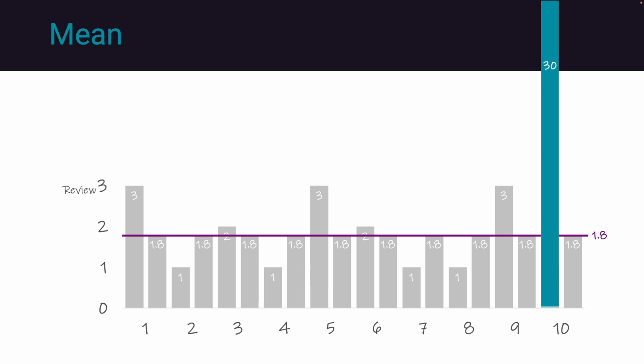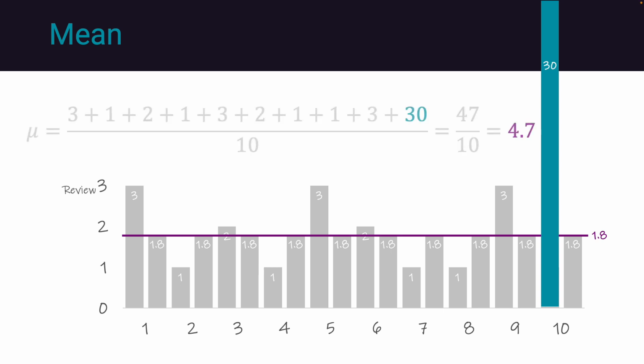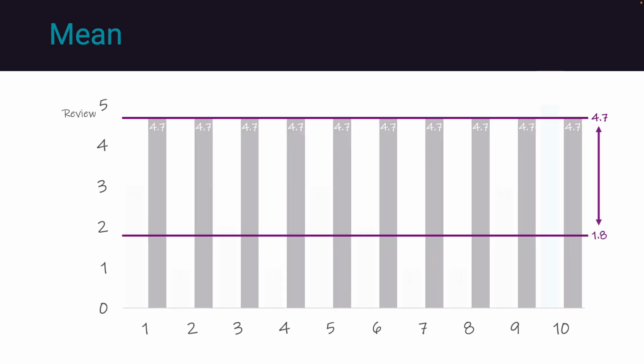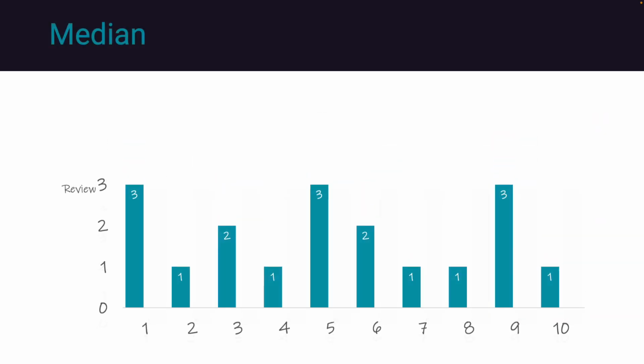However, averages can be sensitive to outliers, as demonstrated when one customer drastically changes their score from 1 to 30, raising the average to 4.7. This sensitivity is visualized in the chart, highlighting the impact of outliers. Notice that the average value is higher than all the scores with the exception of 30. The gap between the two averages is significant.